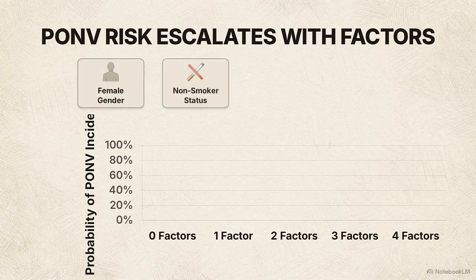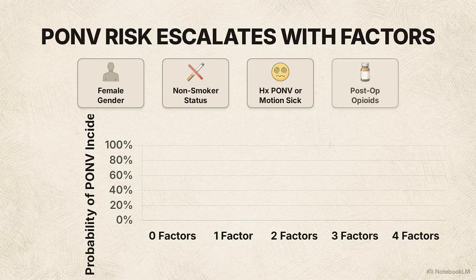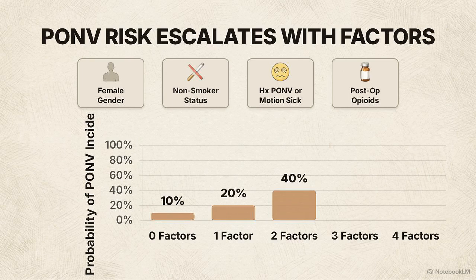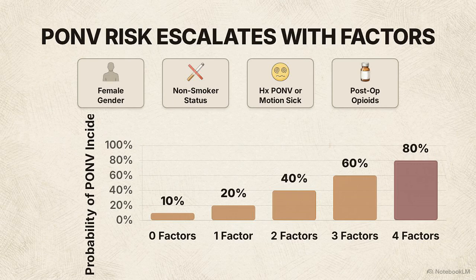The APFL simplified risk score isolates 4 primary patient variables for adults: female gender, non-smoker status, a history of PONV or motion sickness, and the planned use of postoperative opioids. Each variable increases the statistical probability of PONV. 0 risk factors presents a 10% baseline incidence. The probability scales up by roughly 20% per factor, reaching an 80% likelihood for a patient exhibiting all 4.